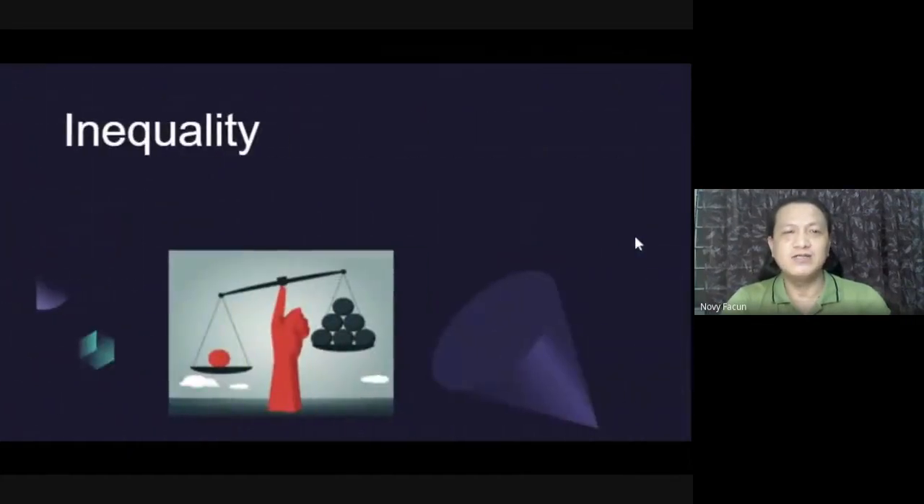Okay, so let's start. So the word inequality, this is an illustration of how you're going to represent the inequality. This is a balance scale, but this is not balanced. So meron ditong one object, dito ay merong anim na object. So meaning to say, this is an inequality representation.